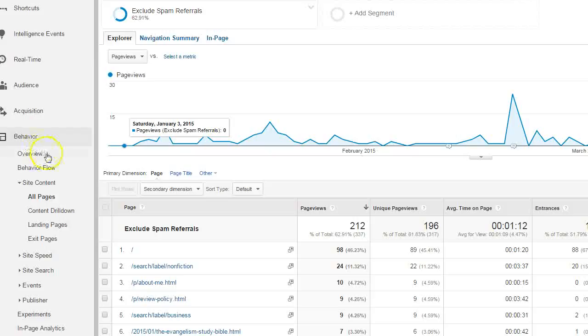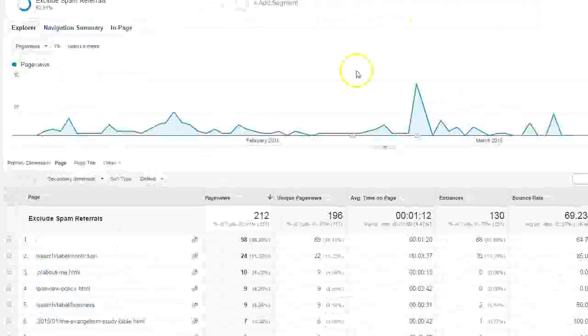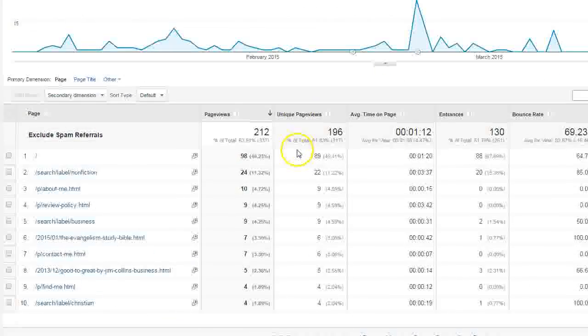So in this section, we are going to look at site content in all pages. This is just a very basic view of the pages that people visited while they were on your website. So if we come over here, and we're still working on the same site that has blog posts on it about book reviews, and this isn't a surprise here. You can see a lot of time was spent on the home page, which is usually indicated by a slash. That was a majority of the traffic there.